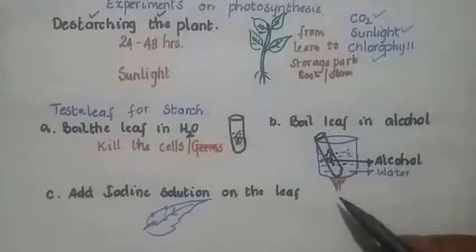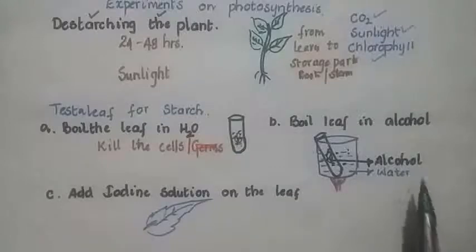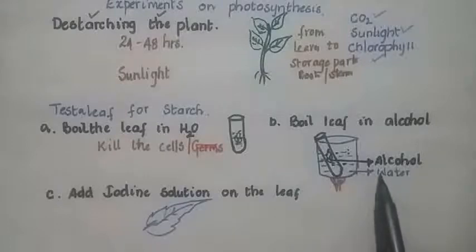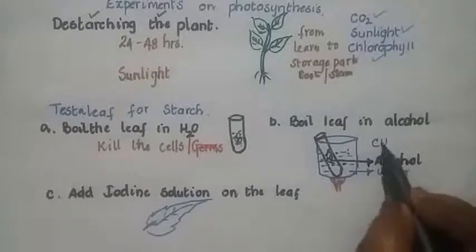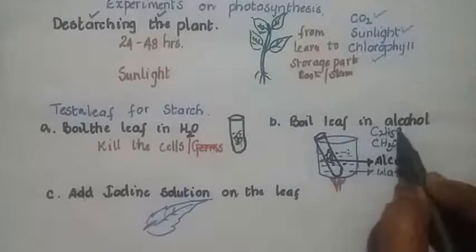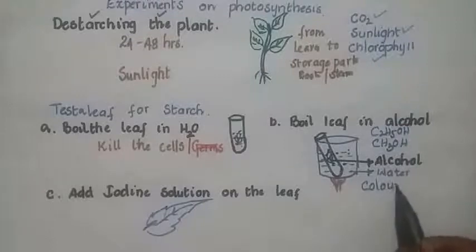So in order to prevent that, we have to boil the alcohol indirectly by keeping the test tube in a beaker containing water, in order to prevent the accidents that may occur if you are a little careless, right? So what type of alcohol can you use? You can use methyl alcohol, you can use ethyl alcohol, and remember, this alcohol is a colorless solution, right?